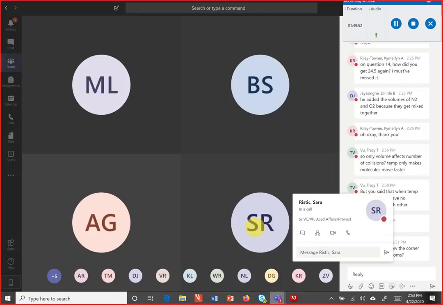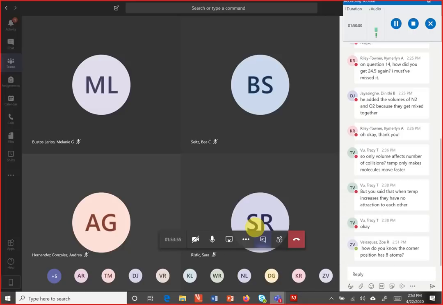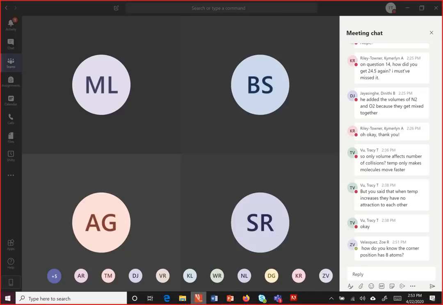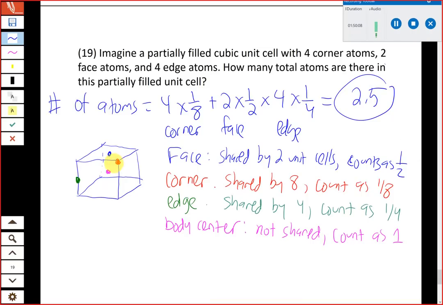So the question is, how do we know the corner position has 8 atoms? The question that just came in. So to be clear on this, it's not that the corner position has 8 atoms, it's that the corner positions are shared by 8 unit cells, which means they count as 1/8. Now that said, there are 8 corners, so if you filled every single corner, you would have 8 of them present in the corners. But then each one of those atoms is going to be shared by 8 different unit cells and counts as 1/8.